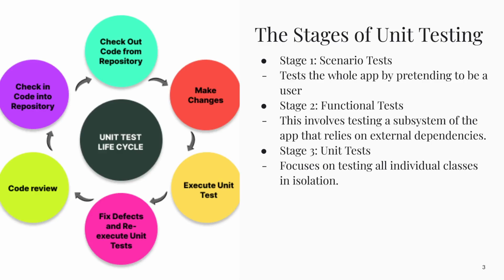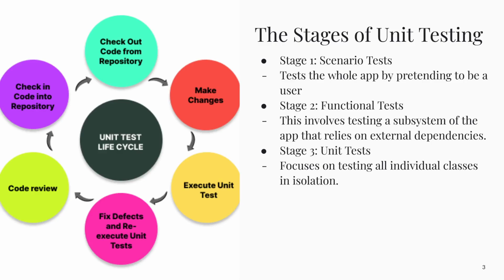Afterwards, it makes changes, not the code itself. The developer must make changes based on the results that have been given by the unit test. Then the unit test gets executed. Afterwards the developers have to fix its defects and re-execute the unit test. Afterwards you have to review the code. And then lastly, you will have to check it into the code repository.